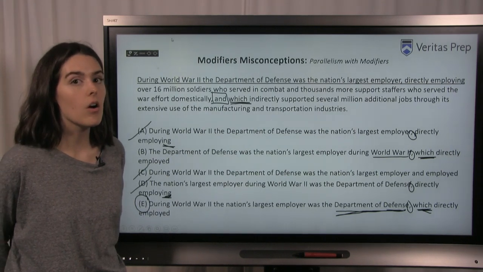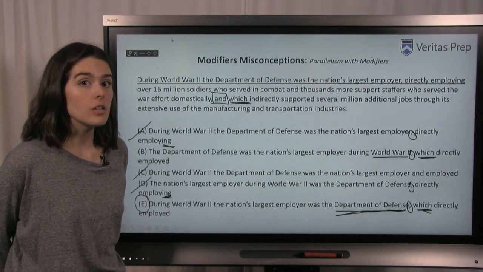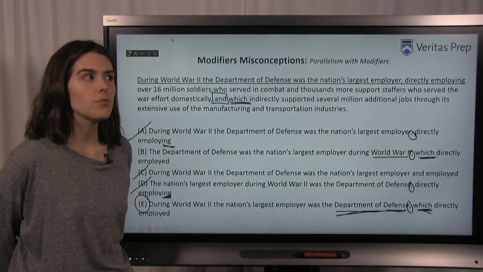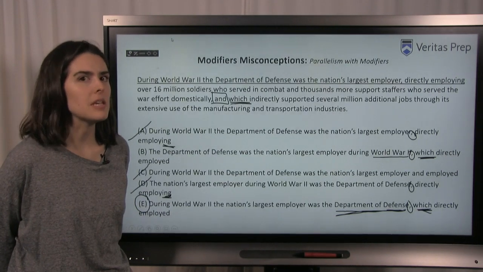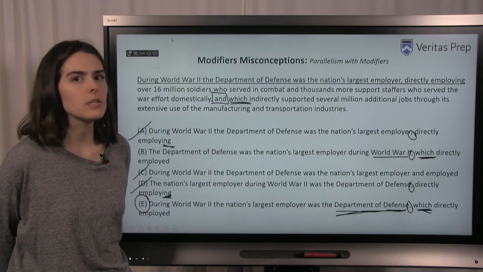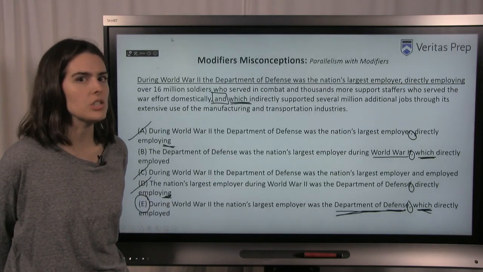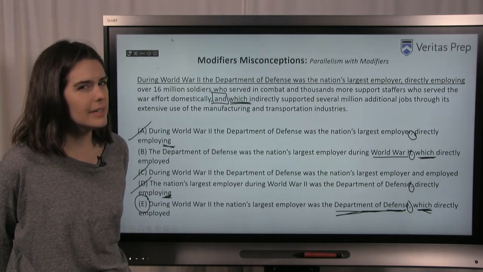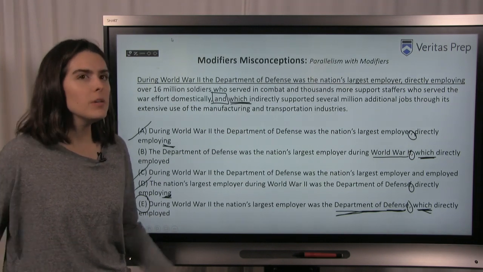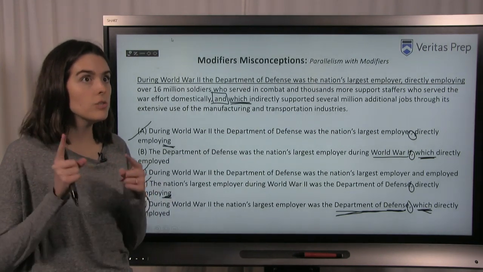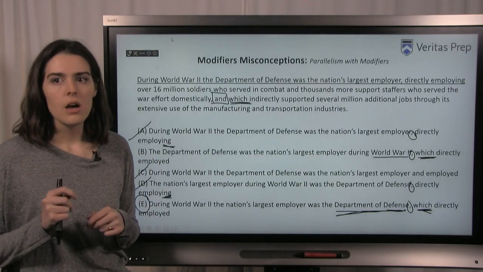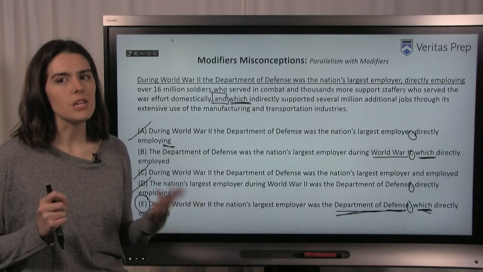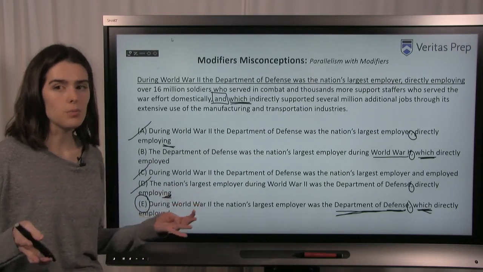Can which, where, and when be parallel? Technically, because they are all relative clauses, but you'll find that there really aren't a lot, if any, cases where those words could describe the same thing, right? Because where is a place, when is a time, which is a thing, right? So maybe which and where, that could be grammatically correct. It would just also have to logically make sense. Yeah, the DOD employed the soldiers, not World War II, so that's important.